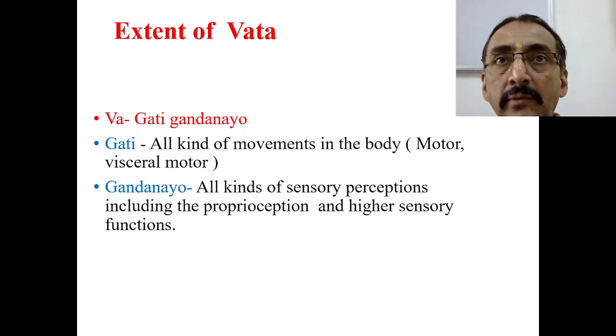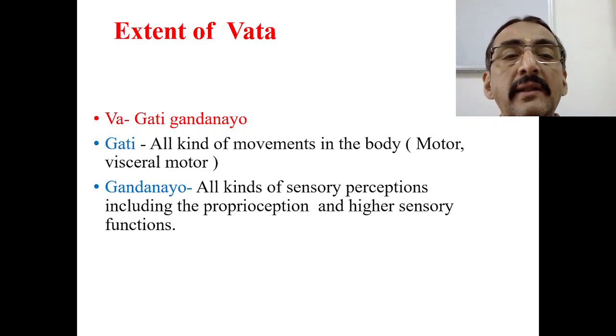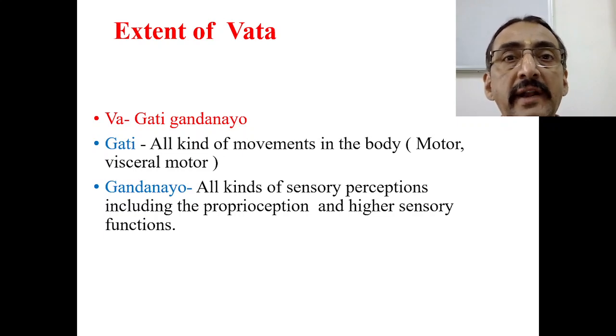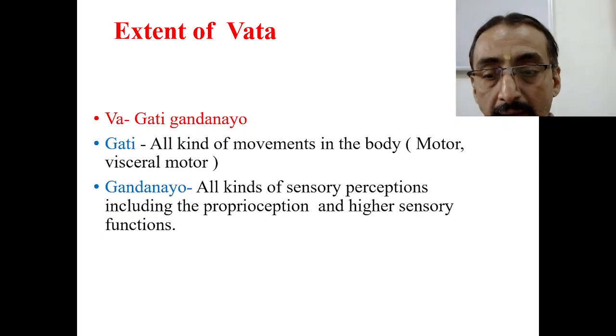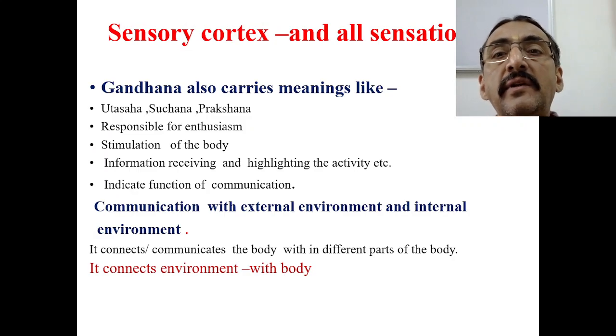Therefore, according to Ayurveda, Vata is not only related to the neurological system; it is related to some other movements of the body also. But for this context, I am saying Va Gati Gandhanayor, Gati and Gandhanayor. Therefore, the two major neurological functions, motor functions and sensory functions, are included under this category. Now, talking about the sensory cortex and all the sensations.